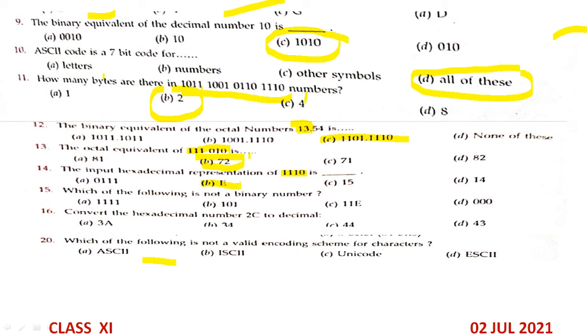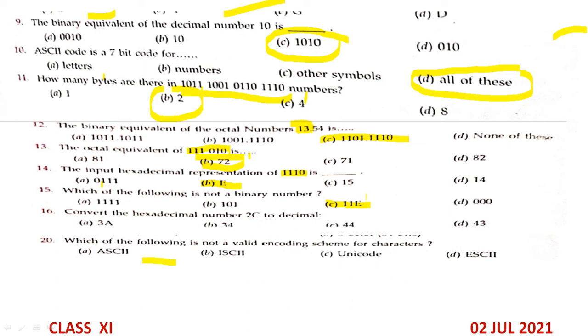Okay. Question number 15. Which of the following is not a binary number? Can you tell me? 111 is a binary number, obviously. 101 is a binary number, obviously. 000 is also a binary number. 111E is a hexadecimal number. It is not a binary number. Next, let us move to the next question.